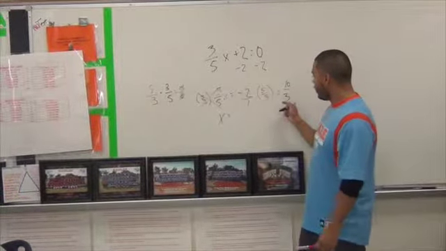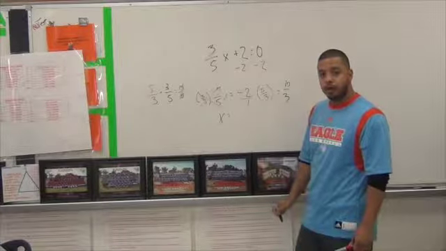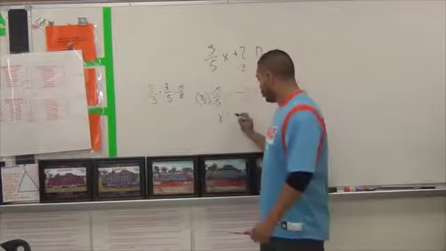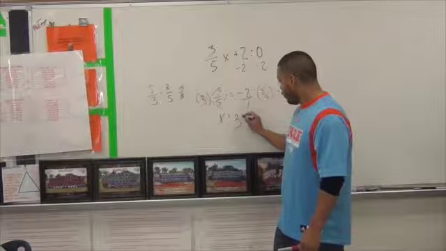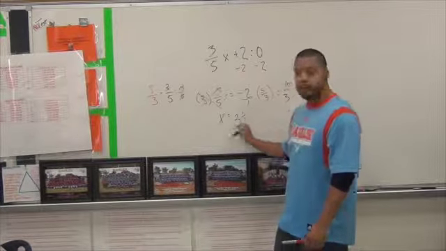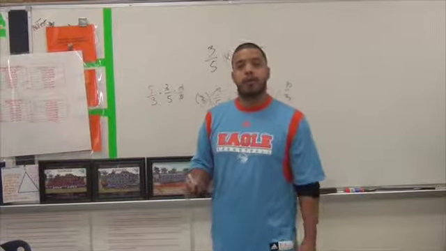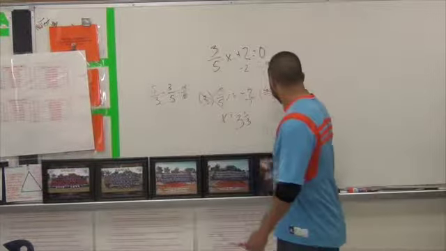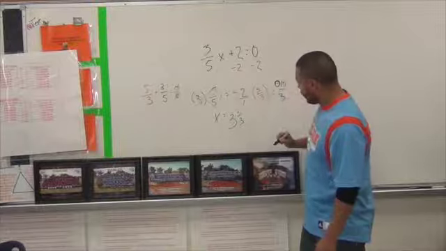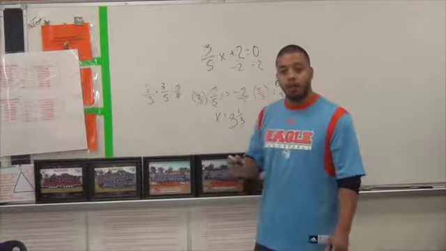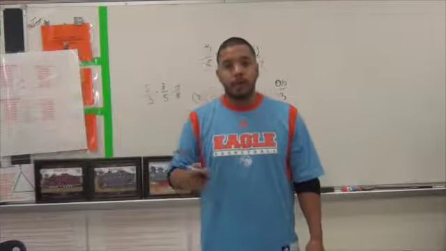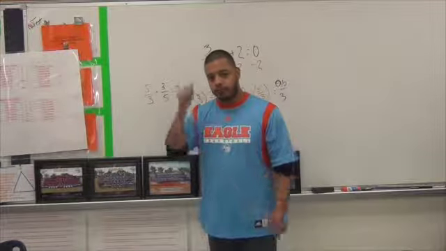So now I just simplify. How many times does 3 fit into 10? 3 whole times. How many left over? 1. Is that a positive or negative answer? Negative. Check this out. So my answer is negative. So my answer is x equals negative 3 wholes with 1/3 left over. Does that make sense? Yes. Good.